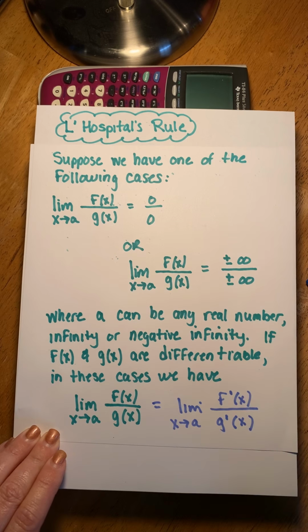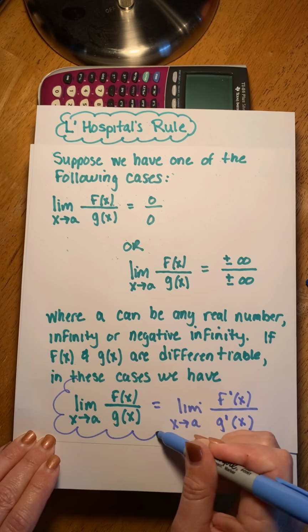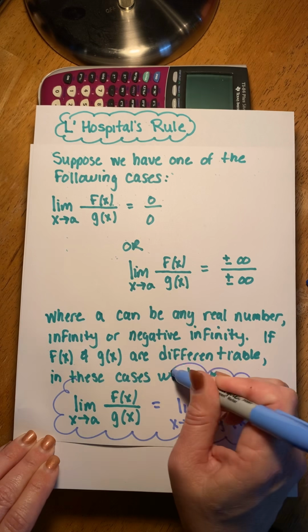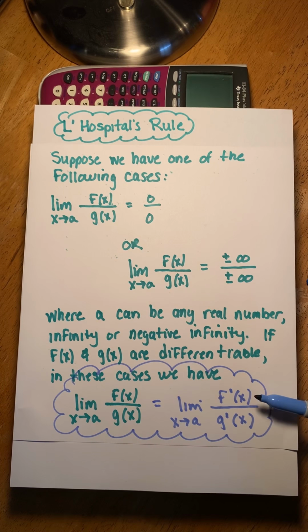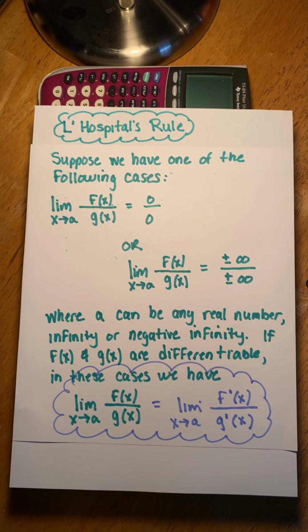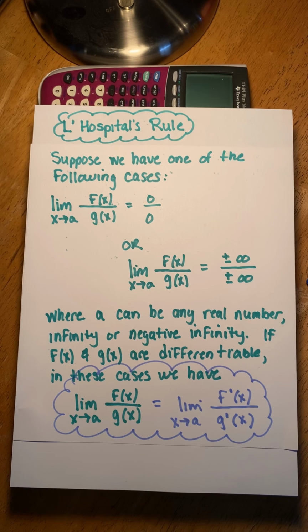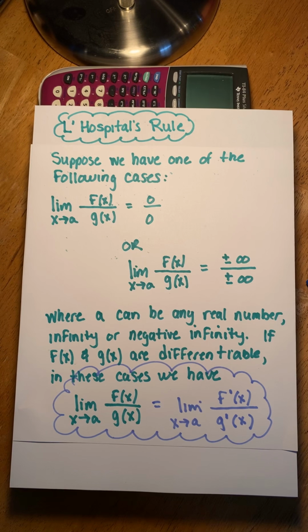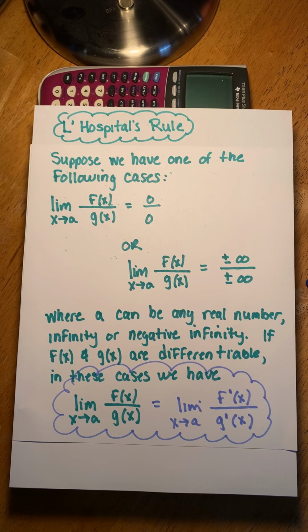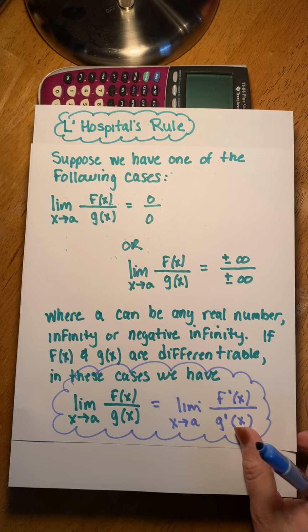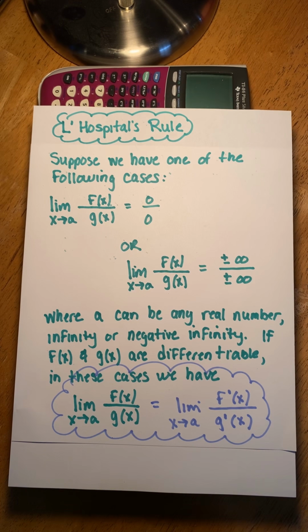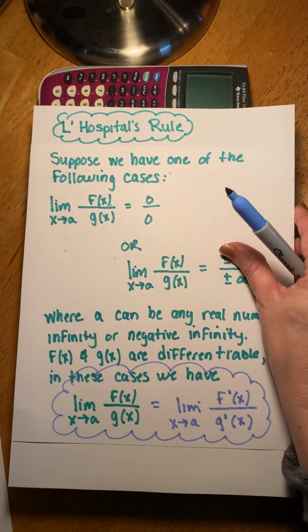Now be careful, this is not the quotient rule. Even though we are starting with a quotient, L'Hopital's rule does not apply the quotient rule to this function. It just says you can simply take the derivative of the top and the derivative of the bottom. This is the only time in calculus where we're allowed to just take the derivative of the top and the derivative of the bottom, when it involves a limit and we have an indeterminate form, 0 over 0 or infinity over infinity. So take a minute, pause, write this down. We'll move on to our example.